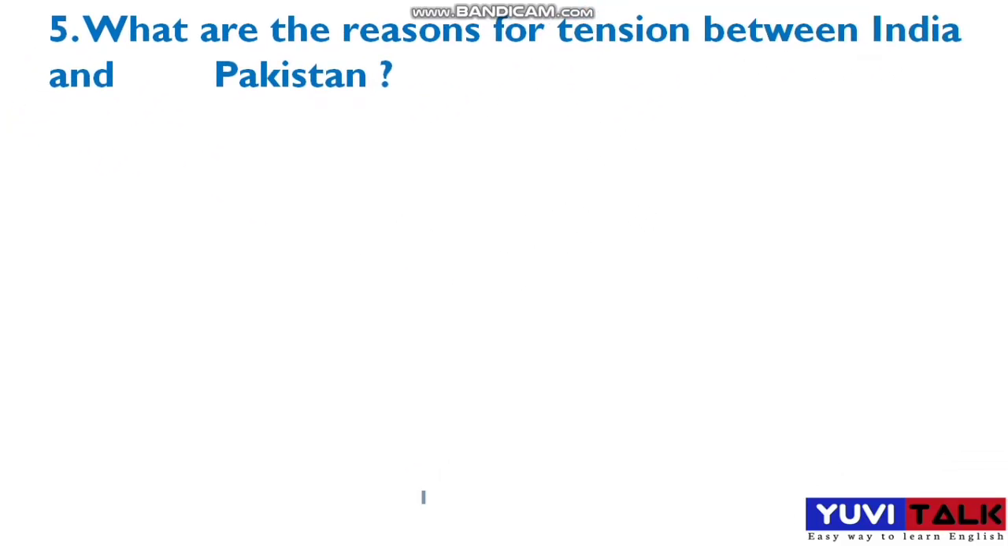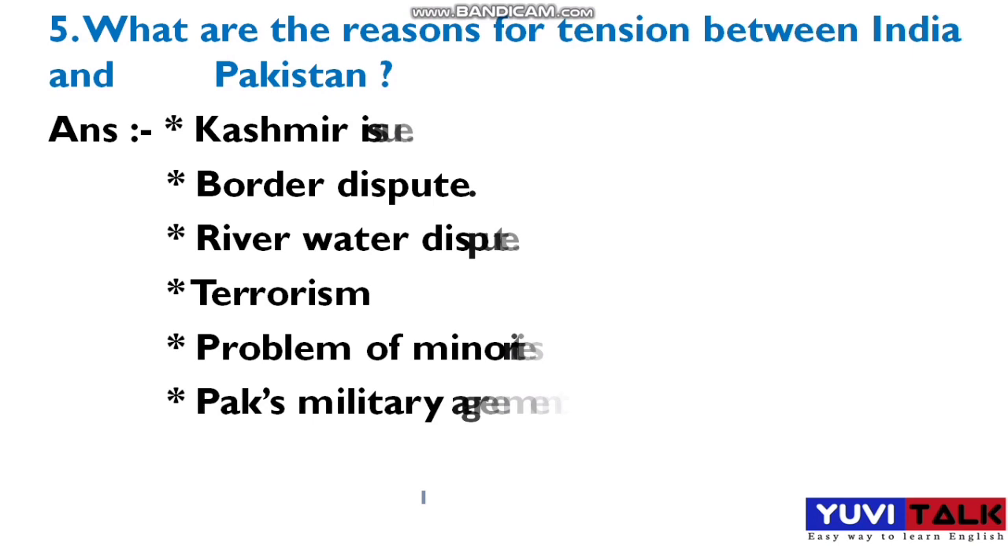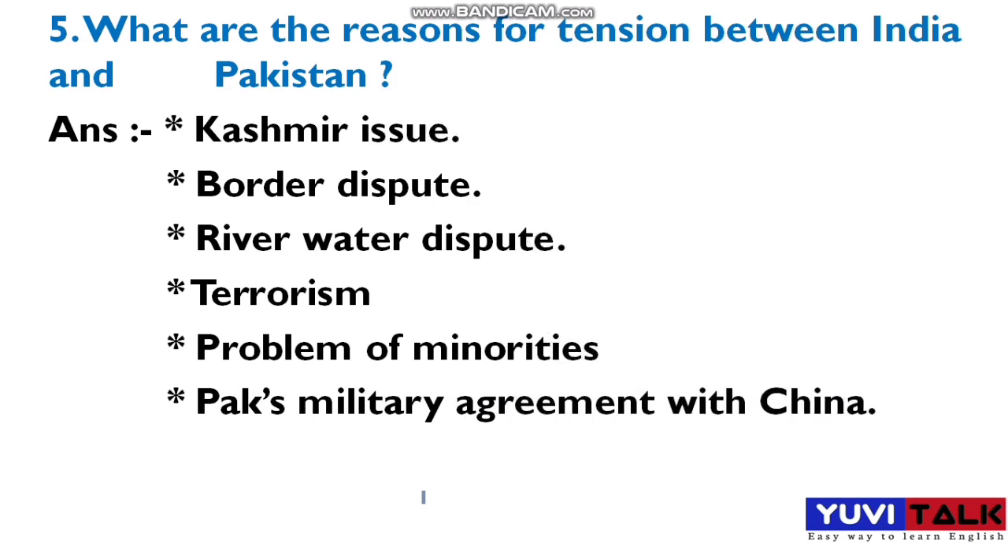The next question is, students, what are the reasons for the tension between India and Pakistan? Why is there tension between India and Pakistan? What are the reasons for that? The answer is, the first point is the Kashmir issue. The Kashmir issue began in 1947 and is still there. Because of this, the conflict is there between India and Pakistan.